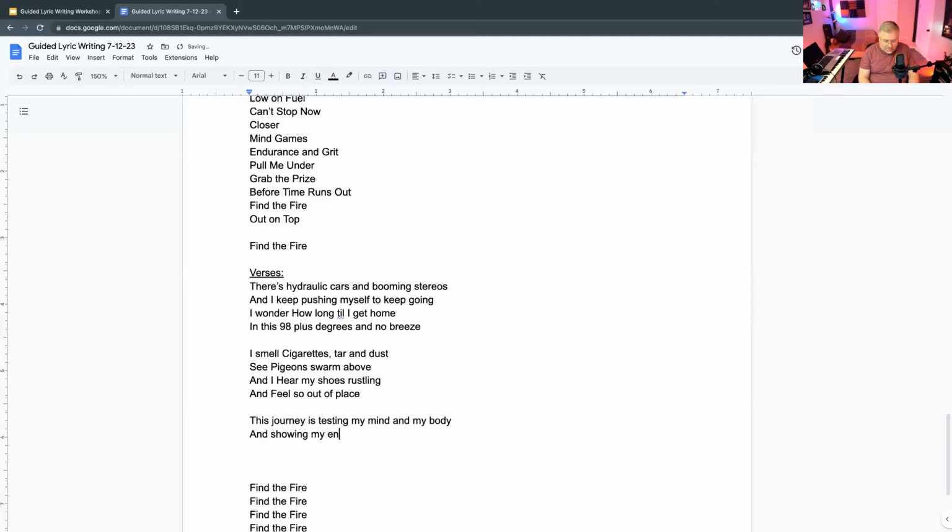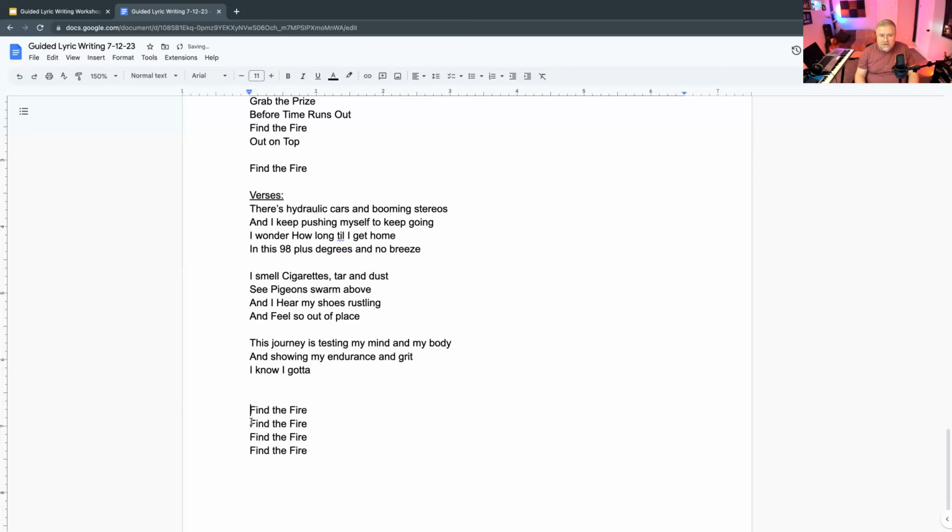Showing my endurance and grit. I know I gotta find the fire. So now this makes a little bit more sense, right? One of the things that I think a lot of songwriters forget to do as they're writing songs is to actually go back and read how everything flows into each other. So starting at the top and reading down to make sure that it makes sense is huge.